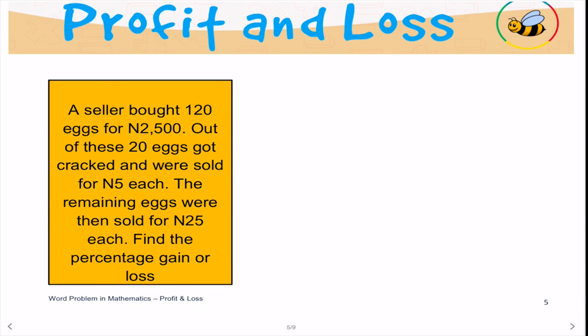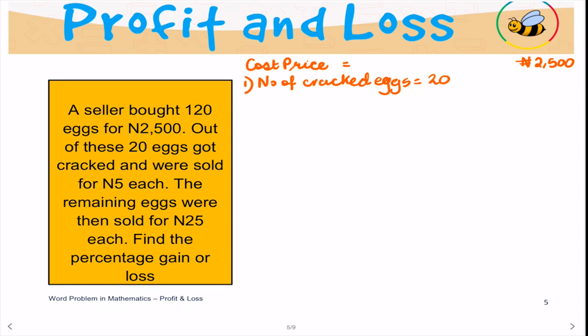So let's go through them together very quickly. We are told that the cost price is equal to, we just write that down somewhere, 2,500 naira. So let's start off with what we were told. We were told that the number of cracked eggs, and this is very important, and I like it when pupils can take down these things and methodically go through step by step how to solve a very interesting but complex problem like this. So the number of cracked eggs is equal to 20.